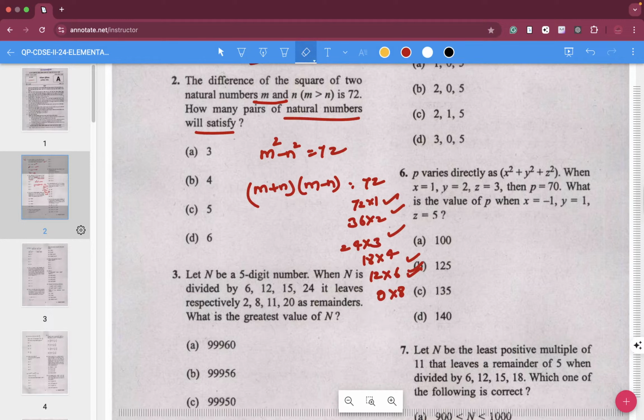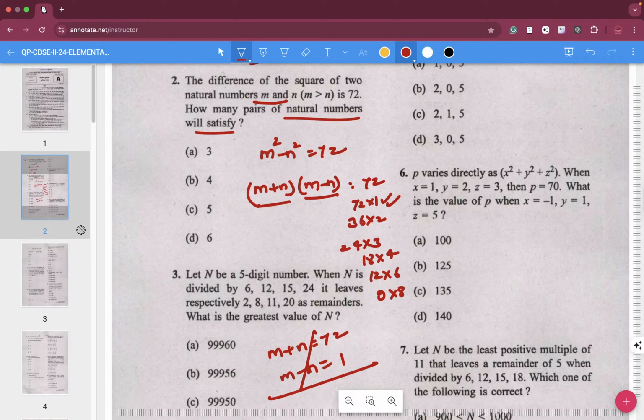Okay, now let's look at this particular value over here. Okay, let's take this particular value. If (m plus n) into (m minus n) is equal to 72 into 1, what does it mean? It means that m plus n is equal to 72 and m minus n is equal to how much? 1. But if we solve for this, we get 2m is equal to 73, which means m is equal to how much? 36.5, right?